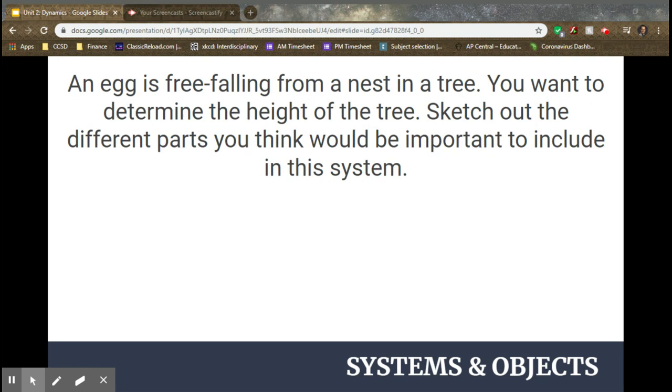Let's look at this one. An egg is falling from a nest in a tree. You want to determine the height of the tree. Sketch out the different parts, or list the different parts, that you think would be important to include in this system. So, what would we treat as objects, and what objects would we include in our system? What do you think? Pause it if you need to.